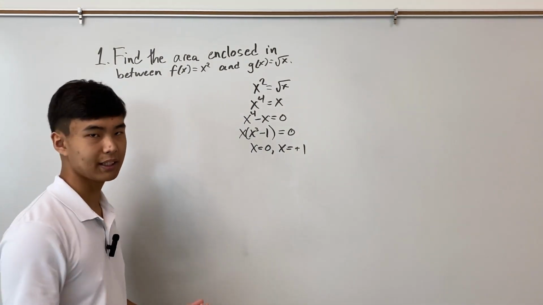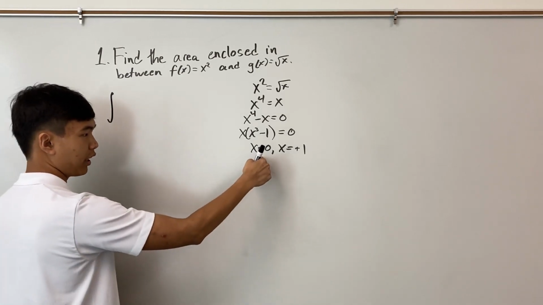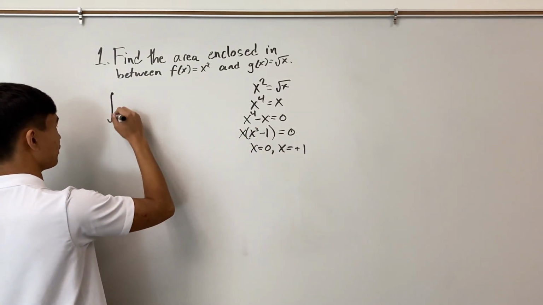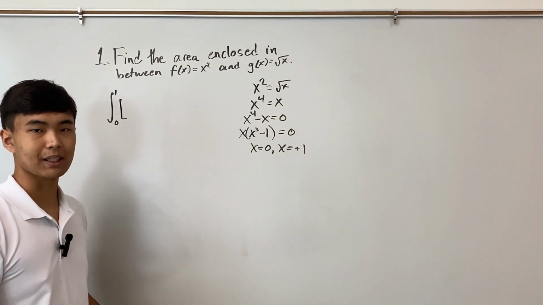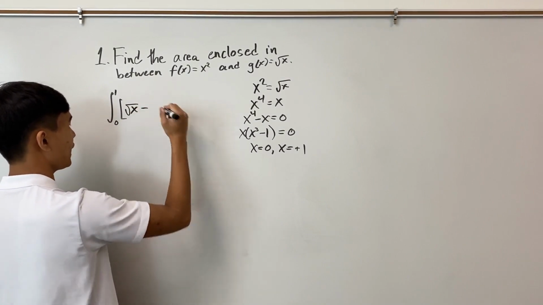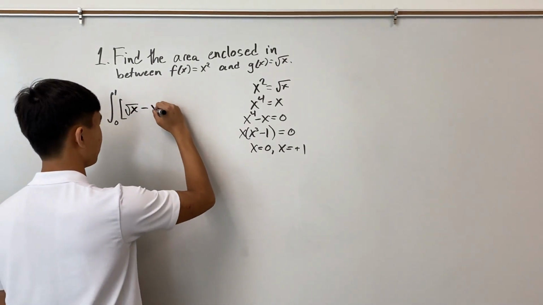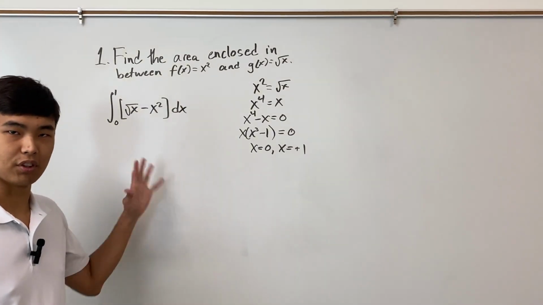Now we're going to set up our integral. So we have the integral from our intersection points from 0 to 1 of, if you remember, the top curve was actually square root of x, minus the bottom curve, which is x squared, dx. And now it's just a matter of doing the integral.